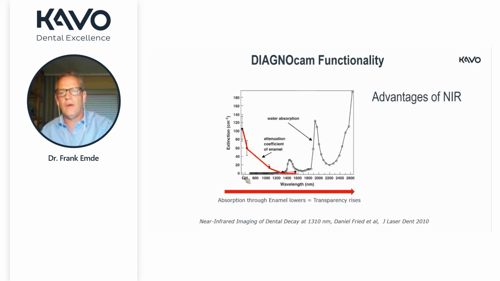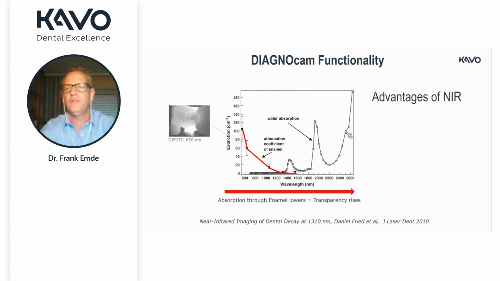On the left, on the y-axis, you see the extinction, so the lowering of light, and on the x-axis you see the wavelengths. Look at this red line. The longer the wavelengths, the more transparent the enamel gets. So the absorption by enamel lowers and the transparency rises. We can prove that through two pictures.